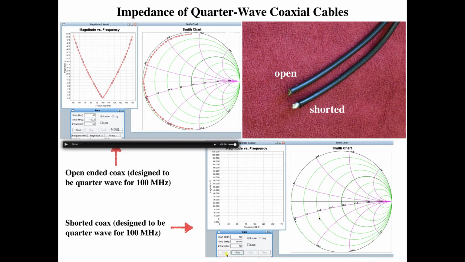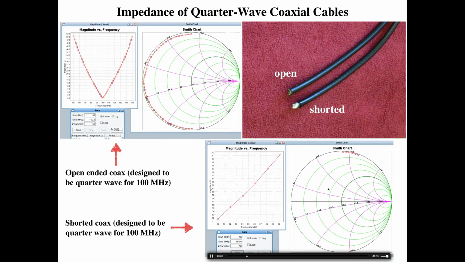Now let's take a shorted coaxial cable. That's this one here, and if it's a short, it should start off here at zero impedance. A quarter wave should give me infinite impedance. So let's do the same thing. Again, we have the magnitude of the impedance plotted here, and the Smith chart there. We're going to sweep from 50 to 150 megahertz. Here we are at 50 megahertz. We start sweeping. Then at 100 megahertz, we see infinite impedance, and as we keep sweeping, the impedance drops again. There's 100 megahertz, and you can see the impedance is very high.